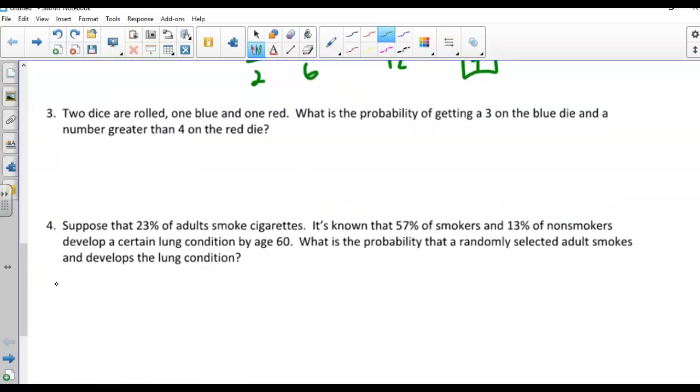Alright, right here it says 2 dice are rolled, 1 blue and 1 red. What's the probability of getting a 3 on the blue die and a number greater than 4 on the red die? So to get a 3 on the blue die is 1 out of 6. And then when you think about getting a number greater than 4 on the red die, that means 5 or 6, because it says greater than 4.